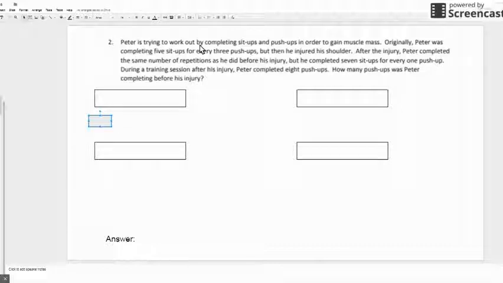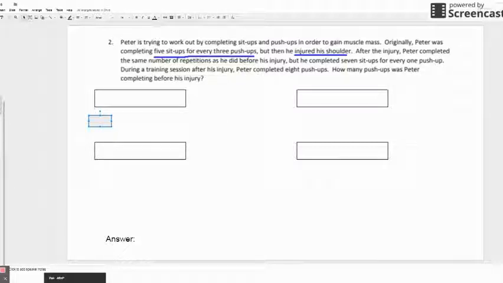All right, Peter is trying to work out by completing sit-ups and push-ups in order to gain muscle mass. Originally, Peter was completing 5 sit-ups for every 3 push-ups, but then he injured his shoulder. Let's underline some important pieces of information. First, we have 5 sit-ups for every 3 push-ups. Of course, this was before he injured his shoulder.